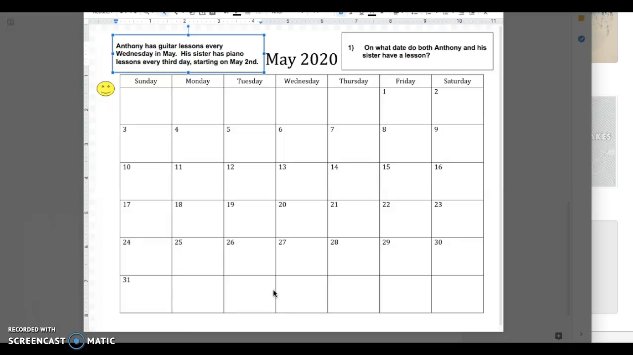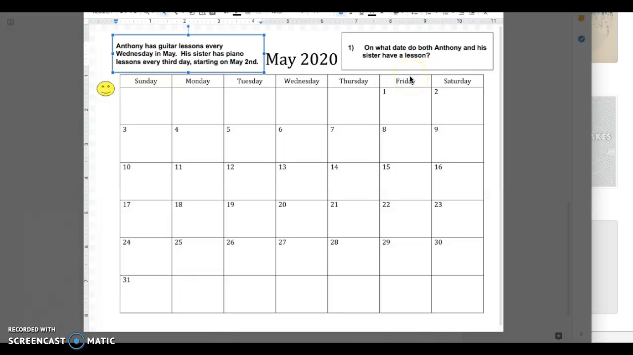Okay, so this question is from the grade 4 math textbook, and it goes as follows. Anthony has guitar lessons every Wednesday in May. His sister has piano lessons every third day starting on May 2nd. So the question that we need to try to answer is, on what date do both Anthony and his sister have a lesson?